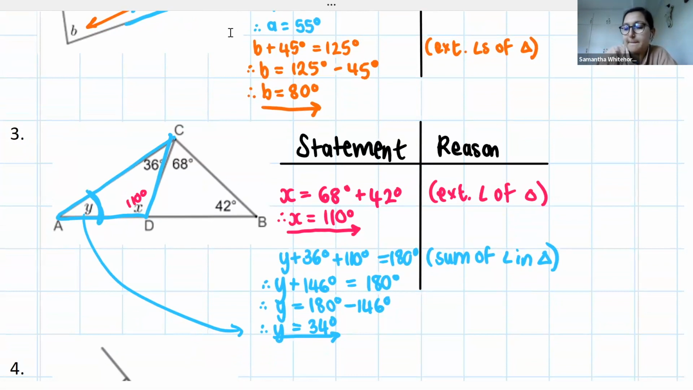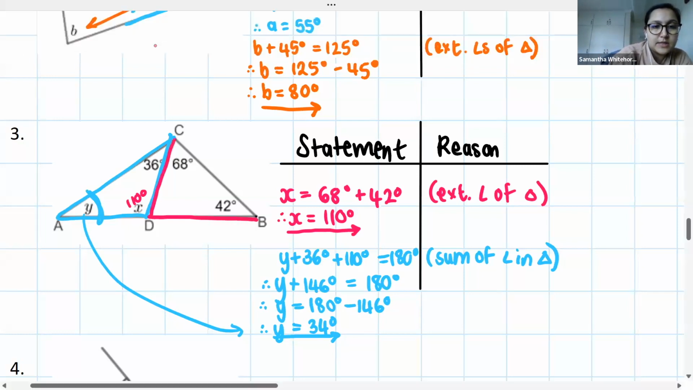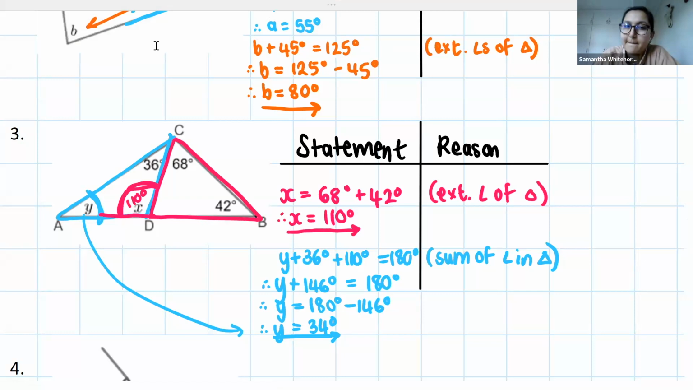Amanda? Ma'am, did you experience that this is an exterior angle for X? Yes, ma'am. Okay, so X is an exterior angle because if I look at the small triangle CDB, the one I've outlined in pink there, I can see that it's an angle exterior to, or outside of, that triangle. So I can use exterior angle there. Okay.